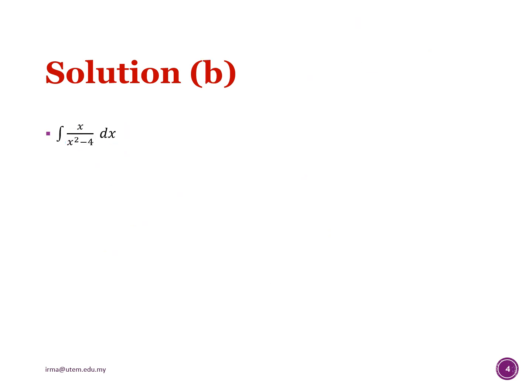Okay, let's move to question B. The function that we need to integrate is x over x squared minus 4. Again, this is a fraction, where the first function is x and the second function is x squared minus 4. So we will let u equal to x squared minus 4.